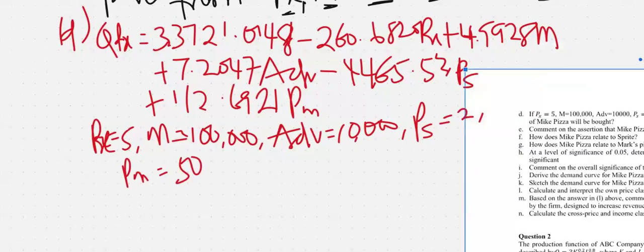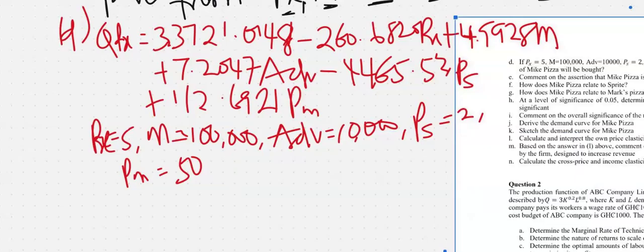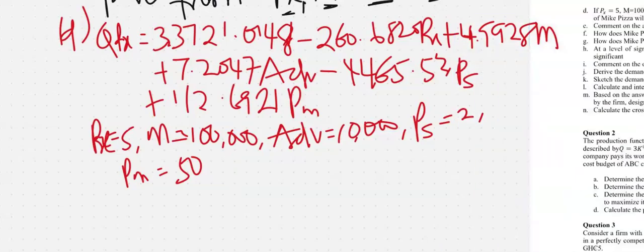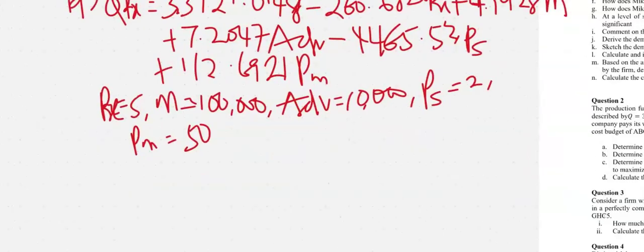What's the question? Determine how many units of Mike's pizza will be bought. Since it wants to find the demand, what is the quantity demanded? In other words, the question wants us to find the QDX. So we just repeat the QDX here, because that should determine the quantity of Mike's pizza that will be bought. I'll repeat the same figures in the model, but each time I reach a variable, I replace it with a value.